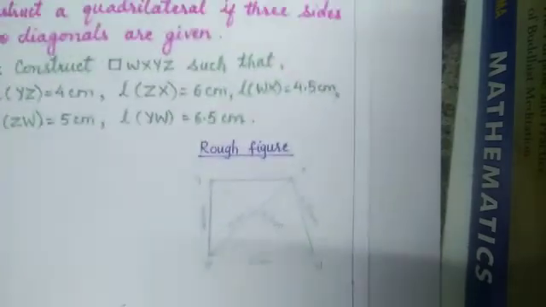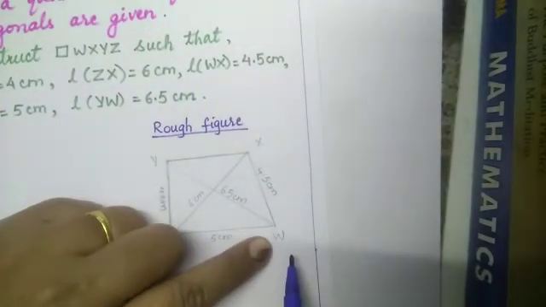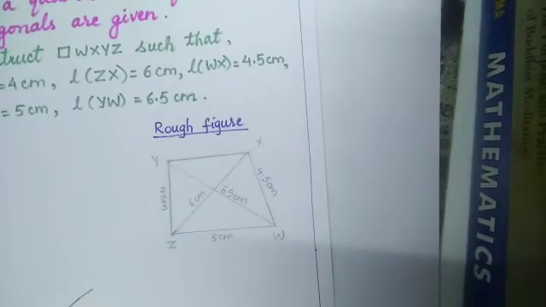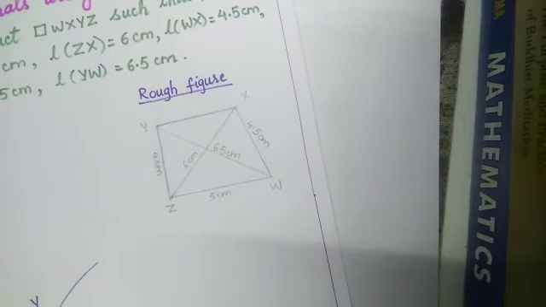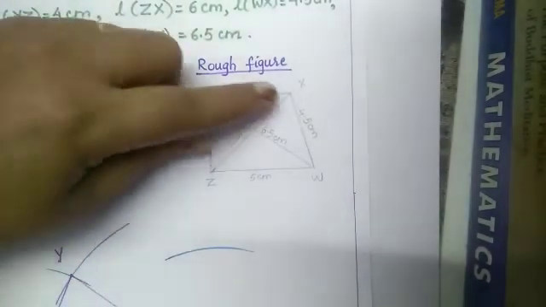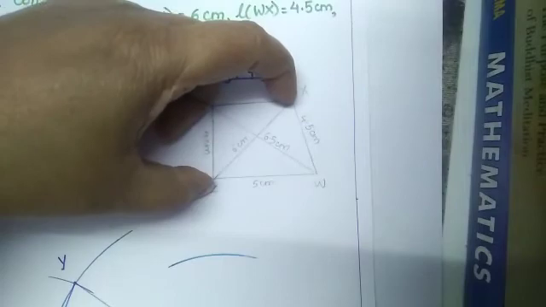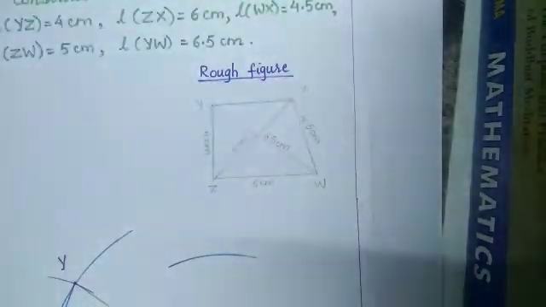Now the next part is what? What do we have to do now? From W to X we will take one arc of 4.5 centimeter. So let us take an arc of 4.5 centimeter. So see now, here is W. From W I have taken an arc of 4.5 centimeter, isn't it? This is the arc of 4.5 centimeter. After that, towards X, which segment is going? ZX. So we will take 6 centimeter from Z to X. So that arc we have to take as 6 centimeter.